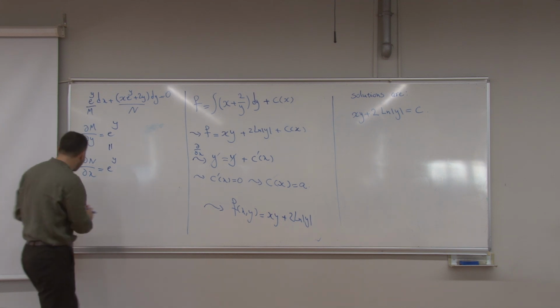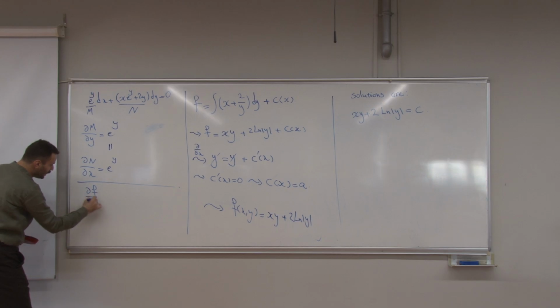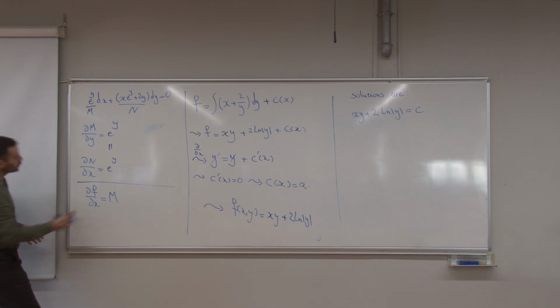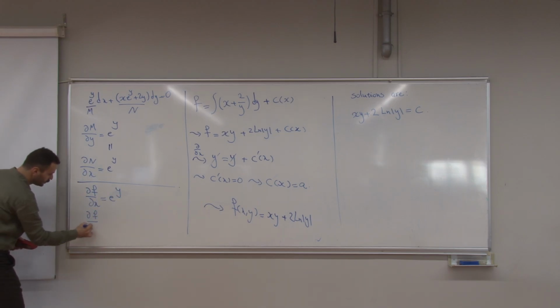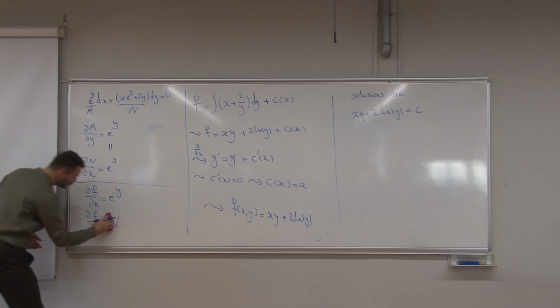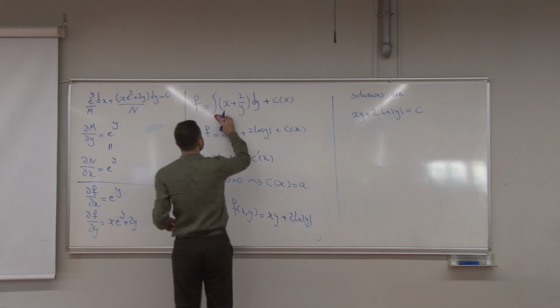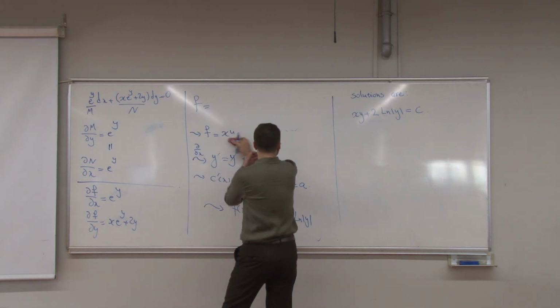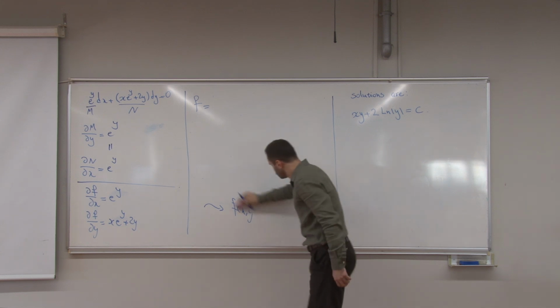What does this mean? This means that there is this function f such that if I take its partial derivative with respect to x, I get m. And what is my m here? e to the power of y. And if I take partial derivative with respect to y, I get n. And what is my n here? x e to the power of y plus 2y. Okay? Now what happens? Again, we are going to write exactly the same things. These 3 steps. And what are these 3 steps?